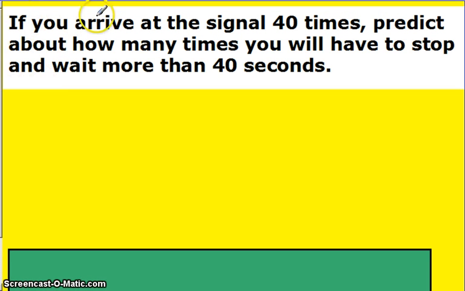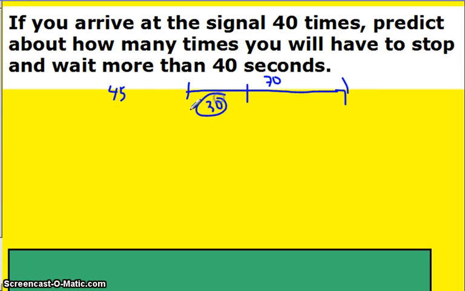Let's move on here. If you arrive at a signal 40 times, predict about how many times you will have to stop and wait for more than 40 seconds. Well, if we show up in the first 45 seconds, we can walk automatically. The next 70 seconds, well, let's see. If we show up in the first 30 seconds of it, we would have to wait the entire 40 seconds before we could walk.